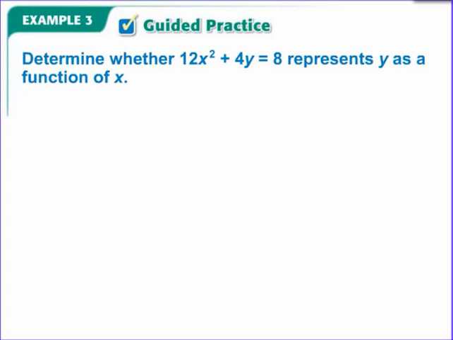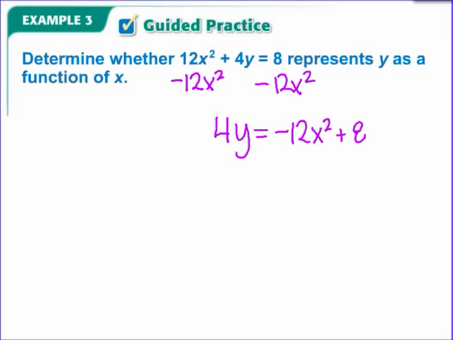Why? Here we go. This is what we call manipulating things around to try and get something that we know. Y equals negative 12x squared plus 8. By moving that x squared to the right, we have now made this y equals x squared. We know that y equals x squared is either an up or down parabola, and as a result, it will be a function.